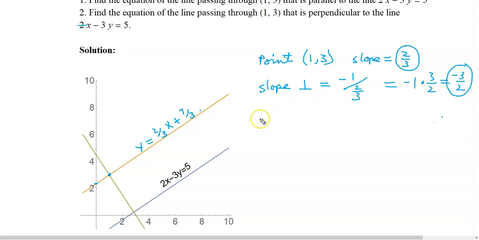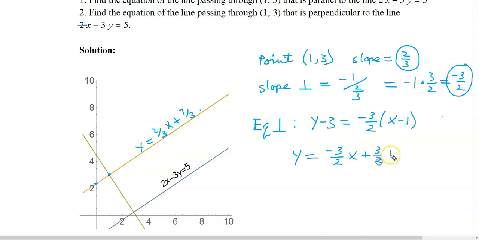So therefore the equation of our perpendicular line is going to be y minus 3. So there we go. That's the equation of our perpendicular line, and then just simplifying that to put it in slope-intercept form, we get, and then just simplifying this, keep in mind 3 is 6/2, so 3/2 plus 6/2 is going to be 9/2. And there's the equation of our perpendicular line.